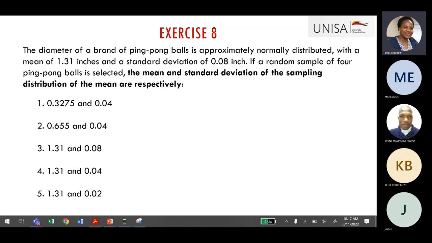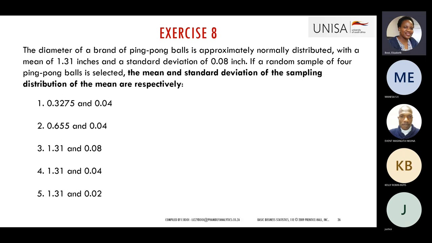The diameter of a brand of ping pong balls is approximately normally distributed with a mean of 1.3 and a standard deviation of 0.8. If a random sample of four ping pong balls were selected, the mean and standard deviation of the distribution of the mean are, in respect to that. So remember, the question is asking you to find the mean and the standard deviation. Should be easy to calculate since we are told what the mean is and what the standard deviation is.